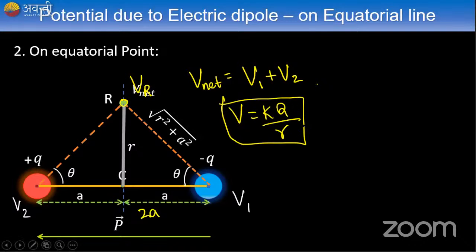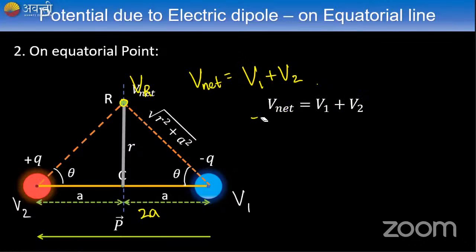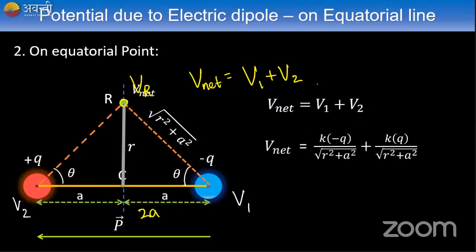So V is equal to V net, which is V1 plus V2. Then my V net is nothing but K times minus Q by square root of r square plus a square, plus K times Q by square root of r square plus a square. So if you observe here, what will be my net potential, guys?